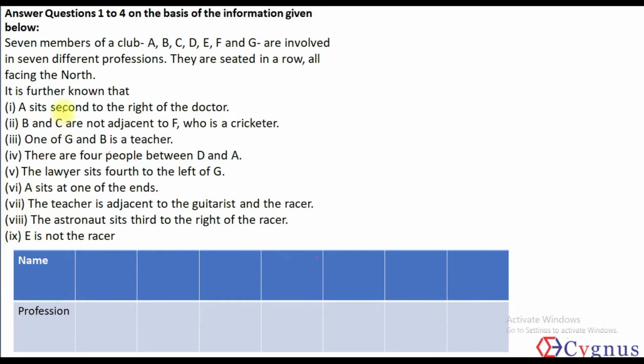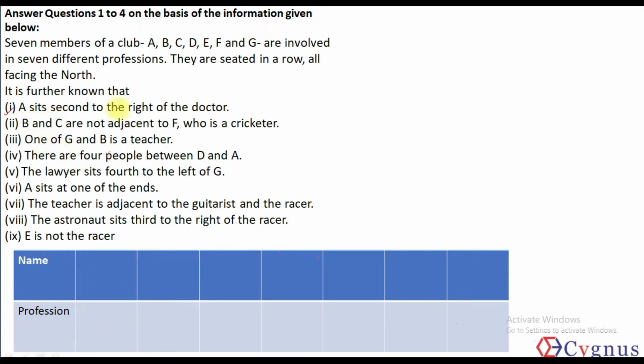9 clues are there. And if you read these clues carefully, you'll come to know that most of the clues are based on A. Look at the first clue. A sits second to the right of a doctor. So I'm sure that A is going to sit to the right of someone. So A cannot take the last place. First place, extreme left. So let's draw a table here for name and profession here.